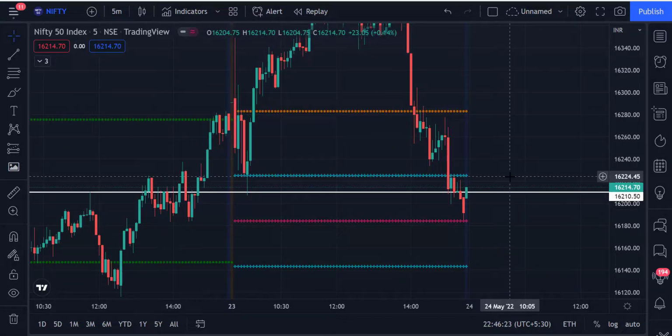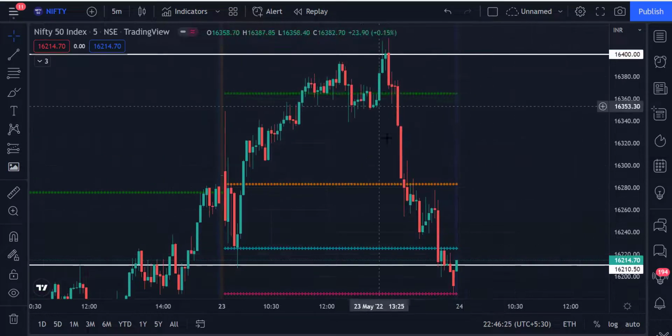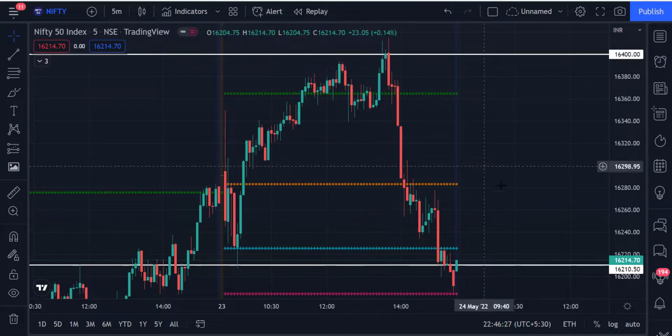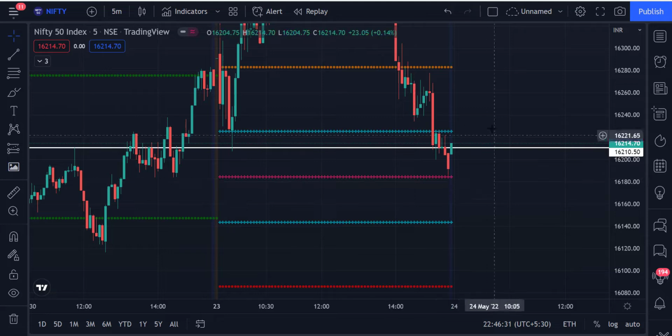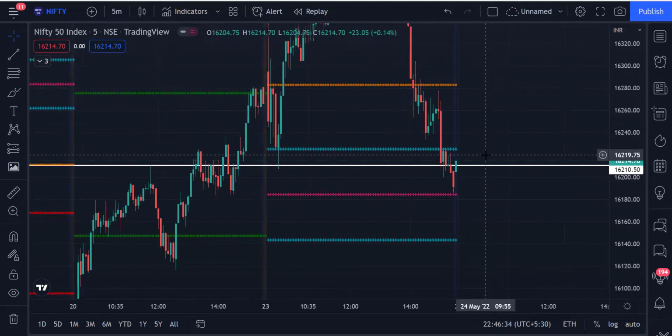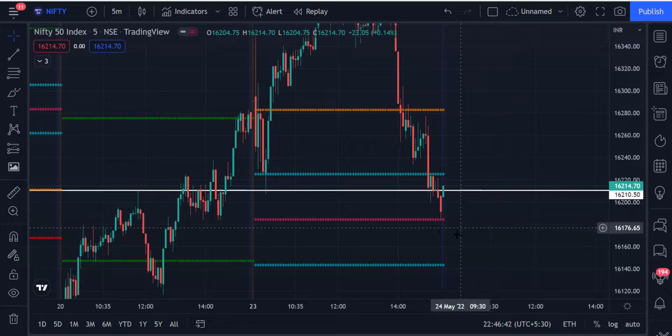So there were 2 points to remember. The first one is the supply zone, and the second one is the central pivot. If it was a narrow CPR, then I wouldn't have gone short, because there was less chance that this trade was going to be successful. So the reason I took it was also because of the wide CPR.